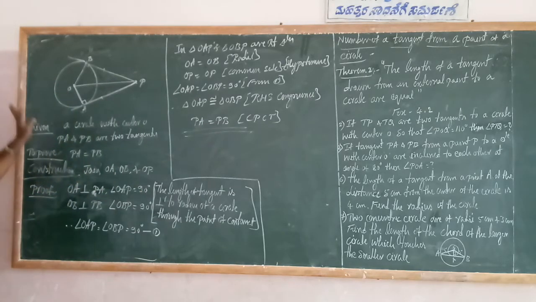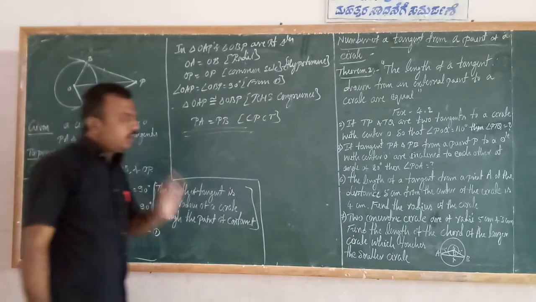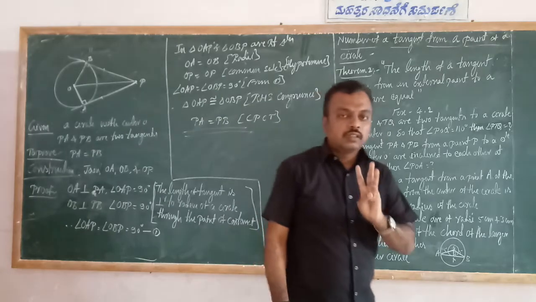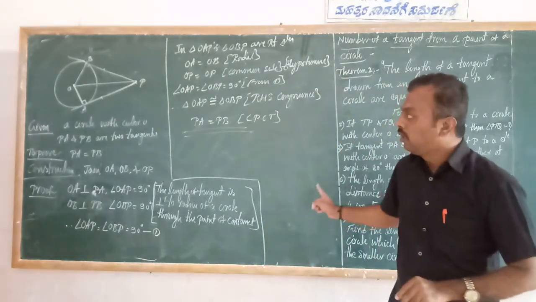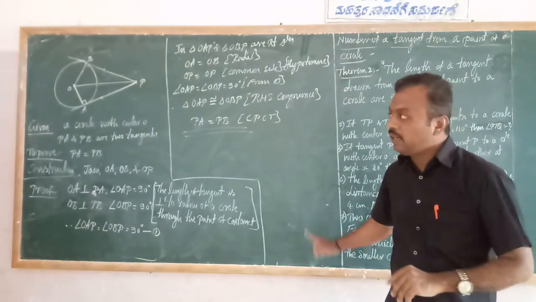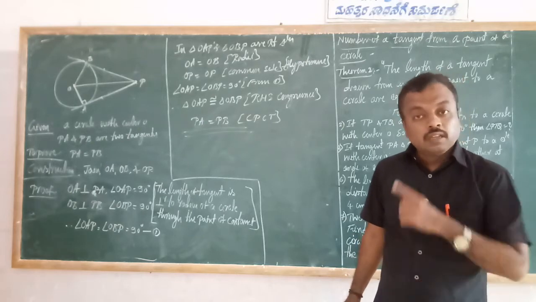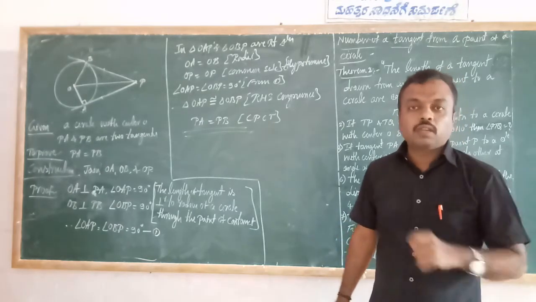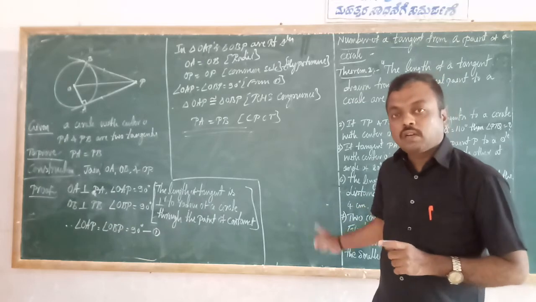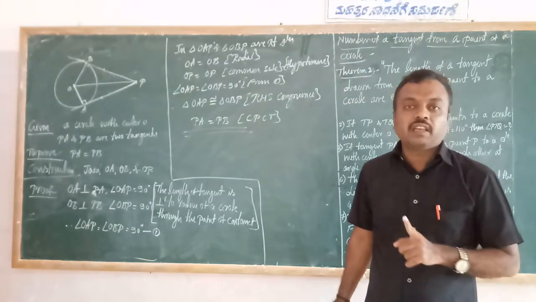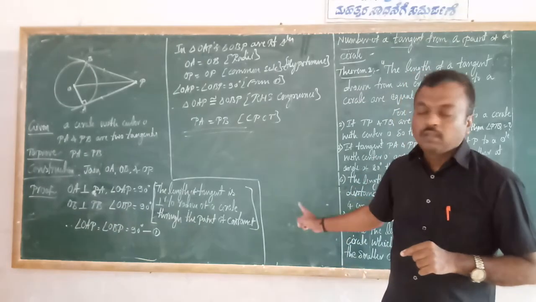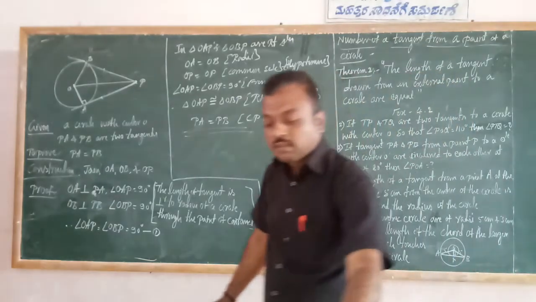Understood, students? This theorem, 100% they are asking for 3 marks questions. The previous theorem is also there, and this theorem. So these are the most important theorems. Among these two theorems, any one theorem they will definitely give. Understood? We practice at home. Okay? So next student.